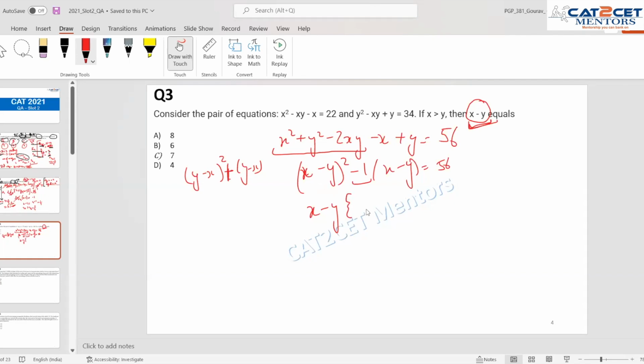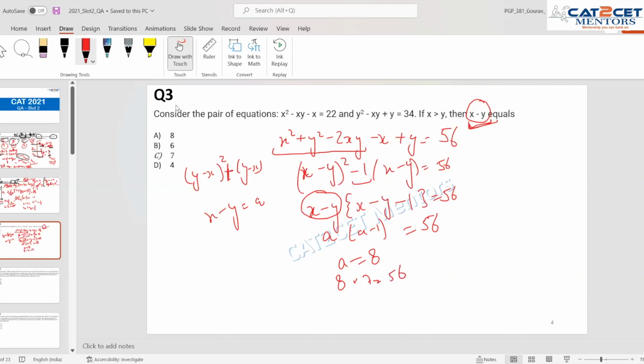This will come out to be x minus y minus 1 equals 56. And we need to find the value of x minus y. So let's say x minus y equals a, then it would have been a times a minus 1 equals 56. Here you can guess easily, or you can look at the options, that is a equals 8, where 8 into 7 equals 56. So the answer that we have got is option A, 8.